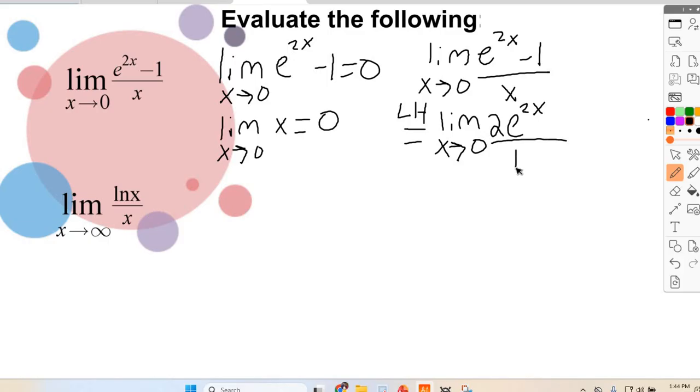1. Oh, that's nice. Because now can I plug in? So what is e to the 0 again? 1. 1, right? And then 1 times 2 gives us 2, divided by 1 is 2. So my limit here is 2. Questions on that?